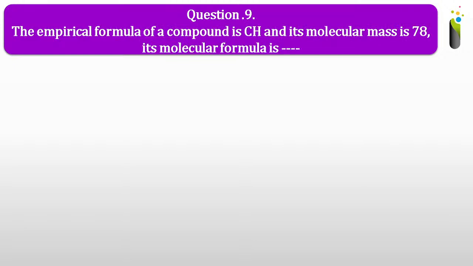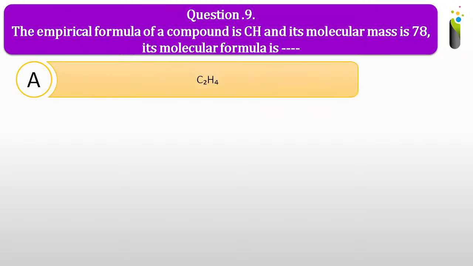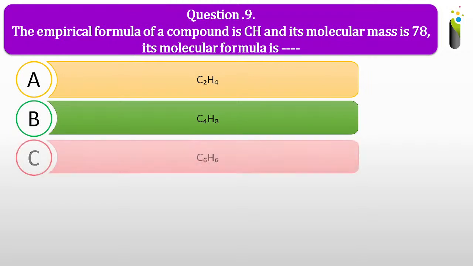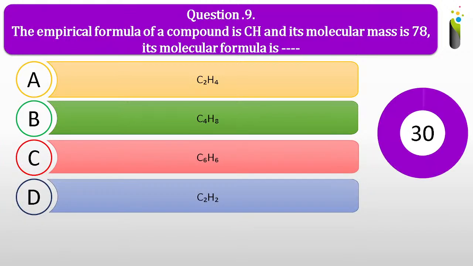The empirical formula of a compound is CH and its molecular mass is 78. So its molecular formula is dash. A. C2H4, B. C4H8, C. C6H6, D. C2H2.